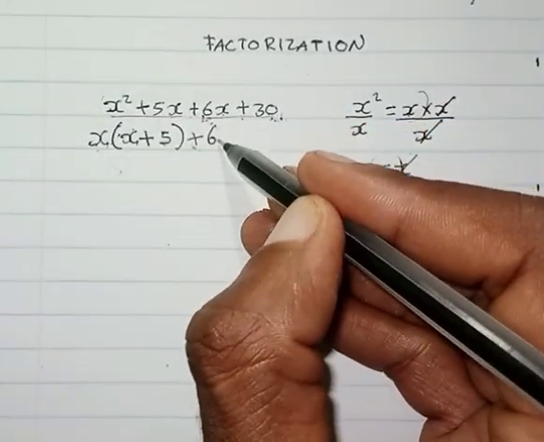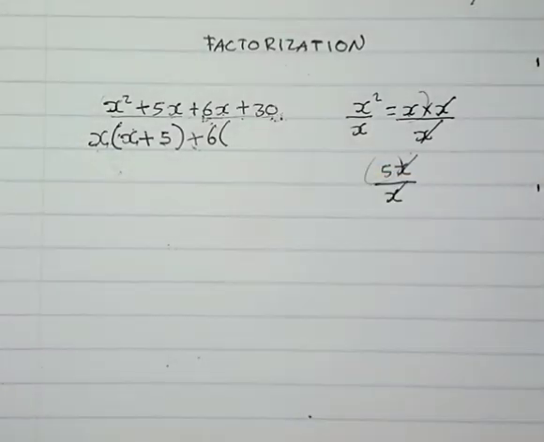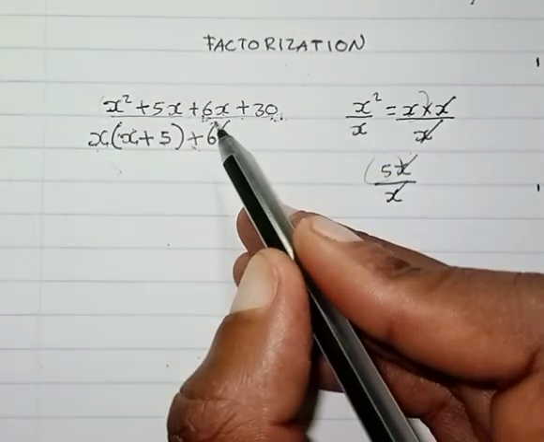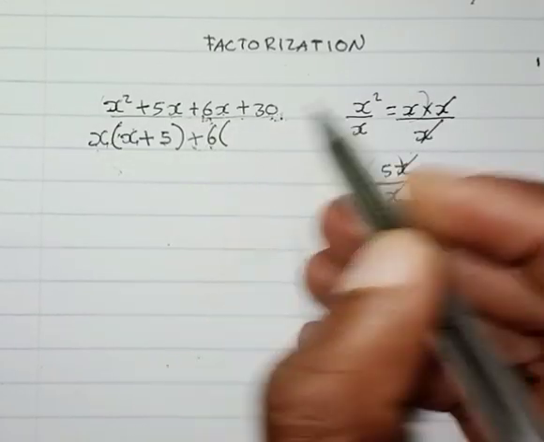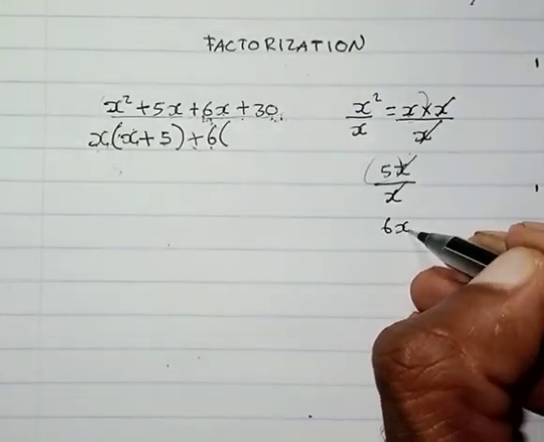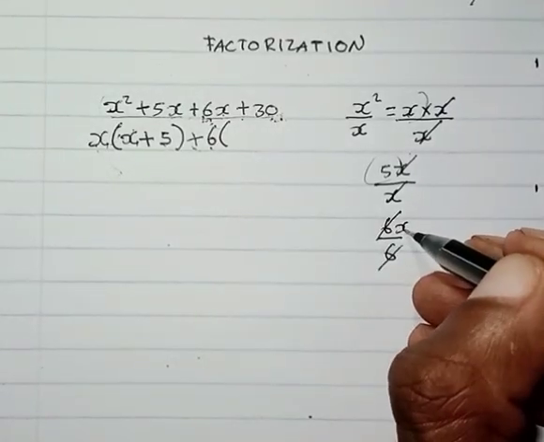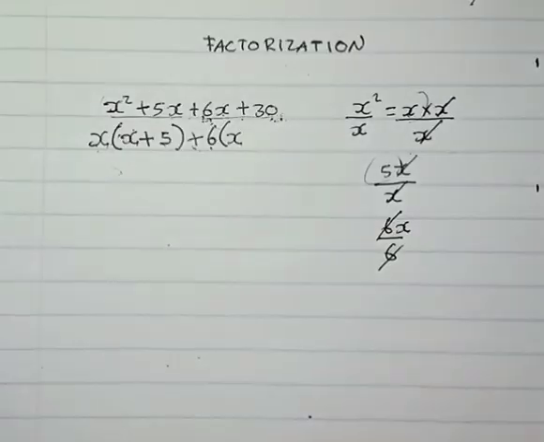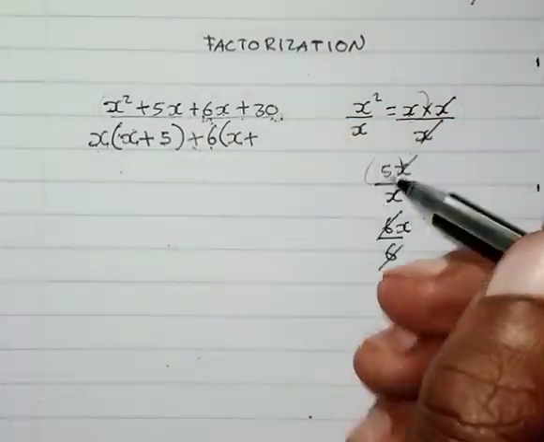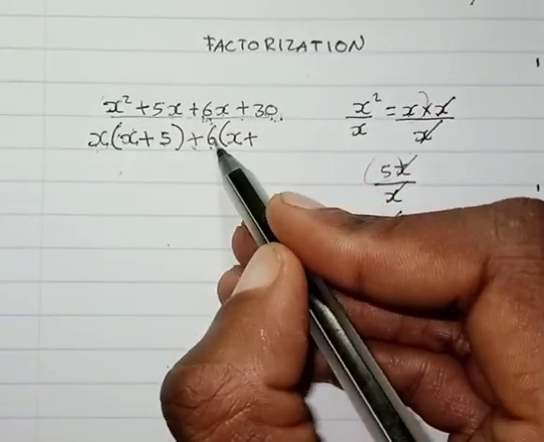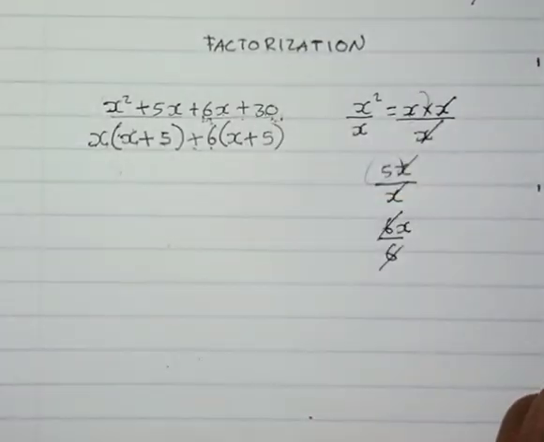Once you have what is common, you open parentheses like that. And then we apply division. 6x divided by 6. So this means 6x divided by 6. This and this will cancel so that we just remain with x. Then the operation plus. 30 divided by 6, the answer is 5.